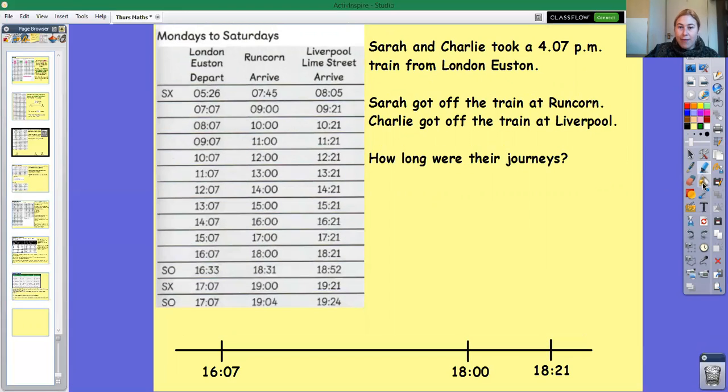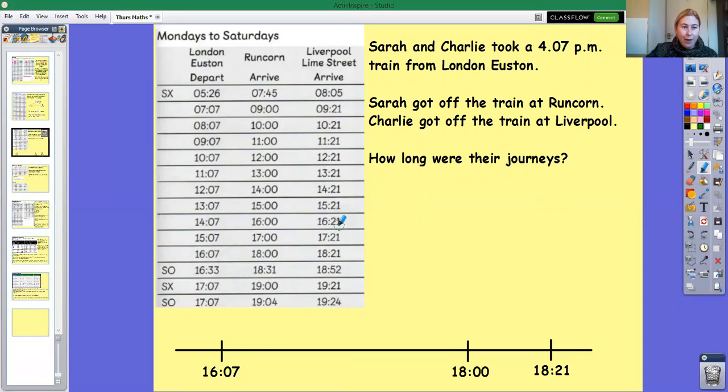It says that Sarah and Charlie took a 4:07 p.m. train from London Euston. Sarah got off the train at Runcorn and Charlie got off the train at Liverpool. Okay, so if Charlie got off the train at Liverpool and they both got on the train at Euston, that means that Charlie must have gone further in his journey than Sarah, because Sarah just went from Euston to Runcorn and Charlie went from Euston to Runcorn and then stayed on the train and got off at Liverpool.